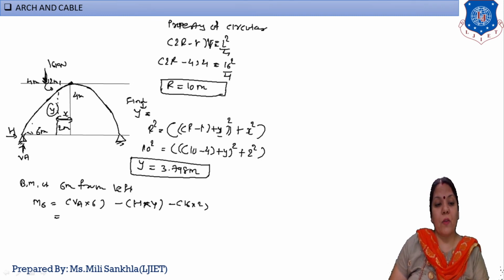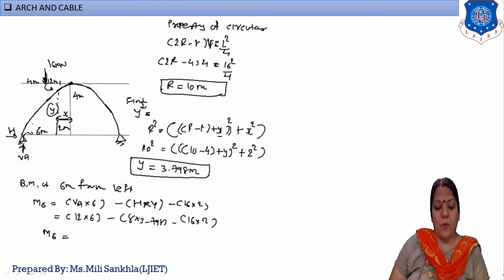Here, what is the value of VA? VA is equal to 12 into 6, then H is equal to 8, Y we find out 3.798, and here 16 into 2. Now my moment at 6 is equal to 9.616 kilonewton into meter. Okay, answer here.